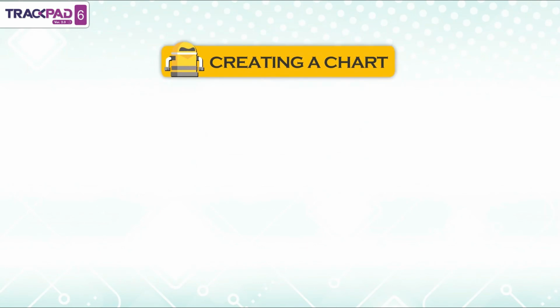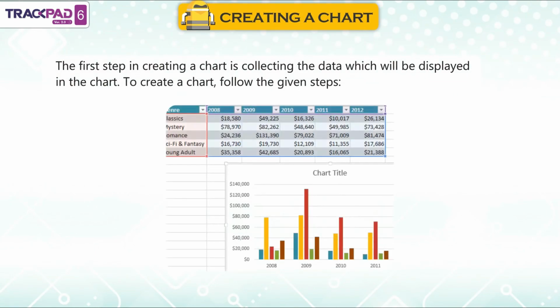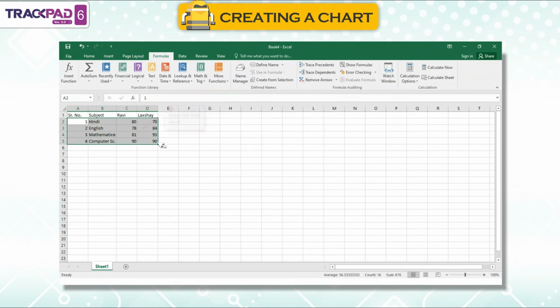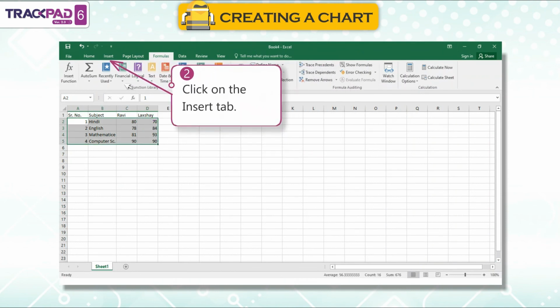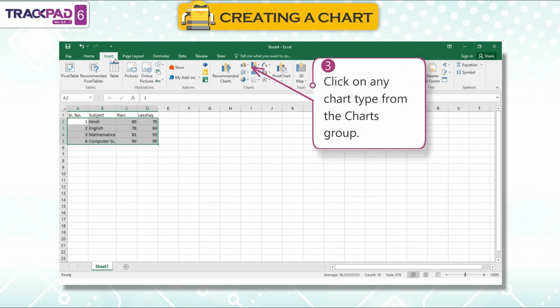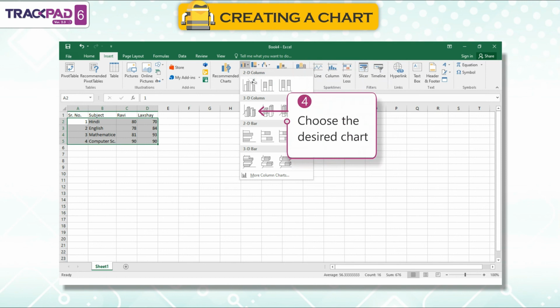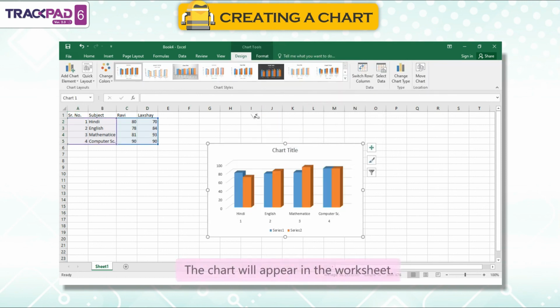Creating a chart. The first step in creating a chart is collecting the data which will be displayed in the chart. To create a chart, follow the given steps. First, select the data range. Second, click on the Insert tab. Third, click on any chart type from the Charts group. Fourth, choose the desired chart. The chart will appear in the worksheet.